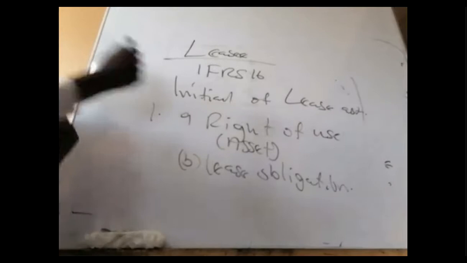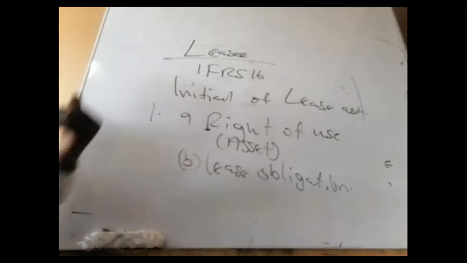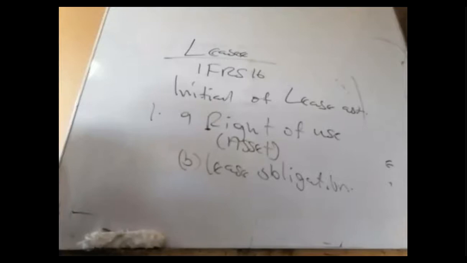Now, this one has a value. So I'm going to list all the items. The right of use asset, meaning the asset value, is initially measured at cost, which comprises the following. Now, if you buy an asset initially, what will be the value? It must be at cost. What are the components of the cost? IAS 16 had its own composition. IAS 40 had its own composition. Now, IFRS 16 also has its own composition.